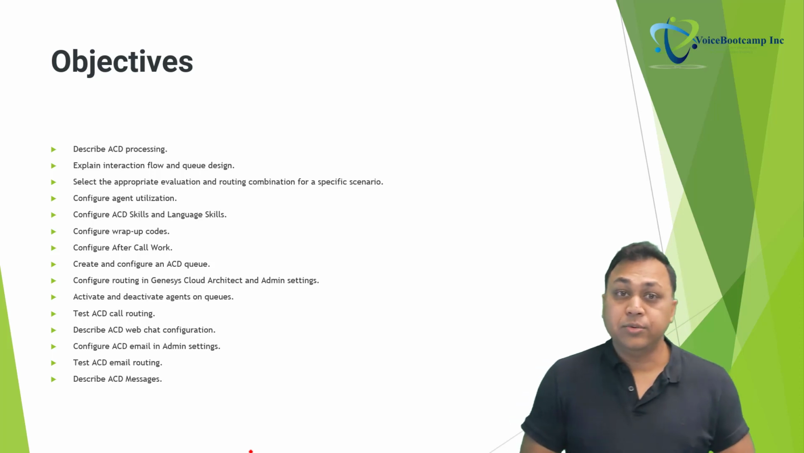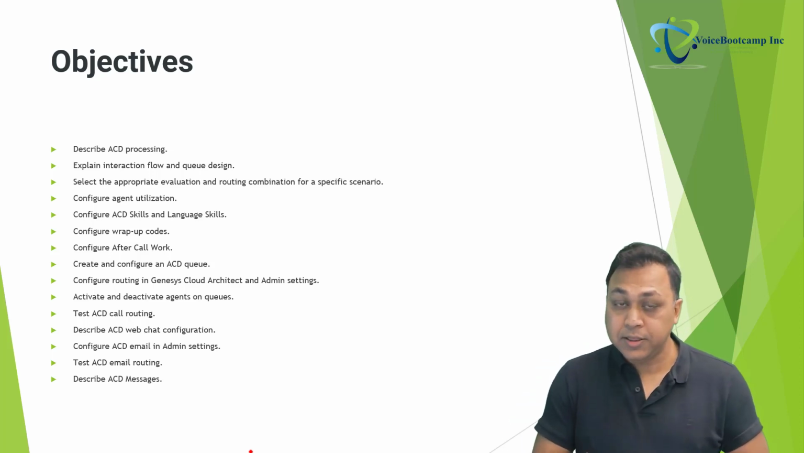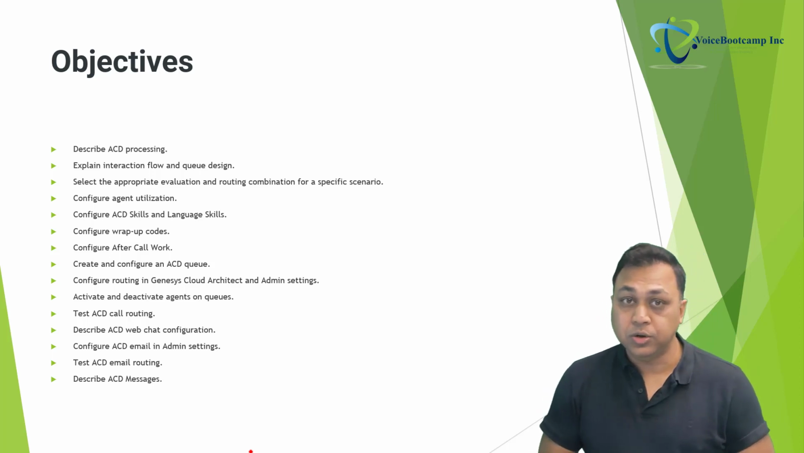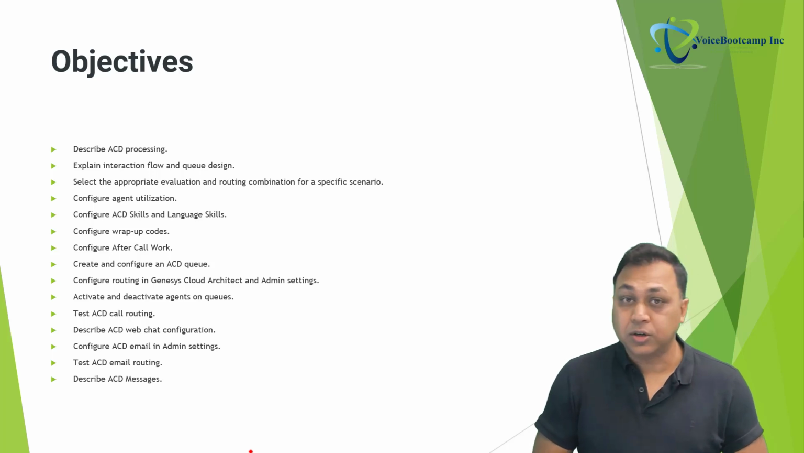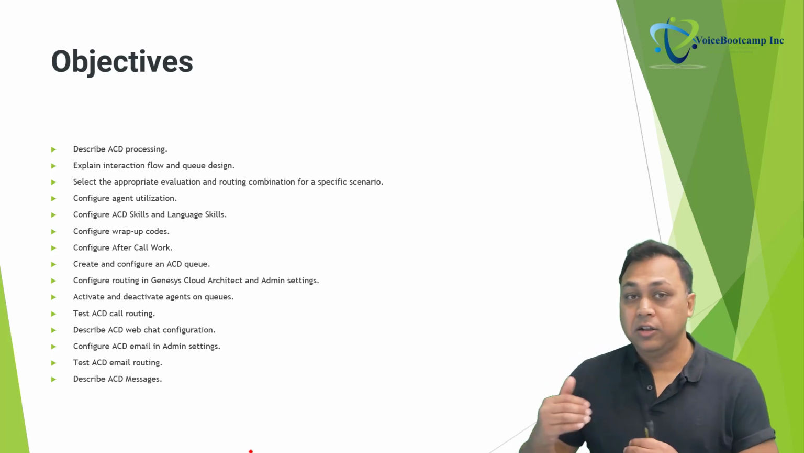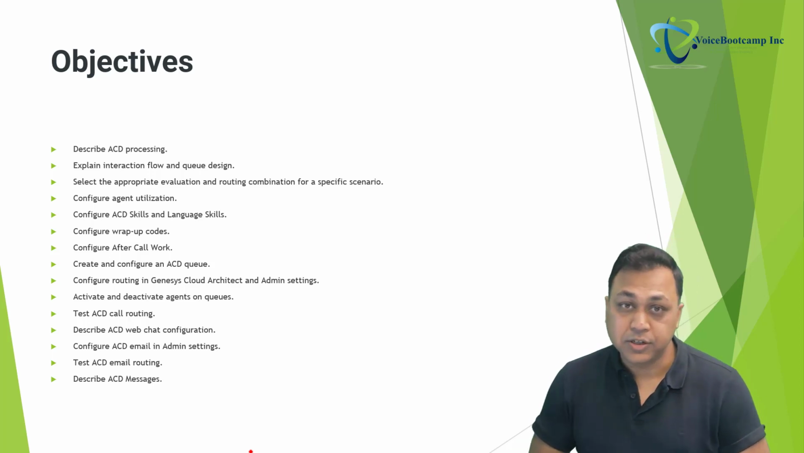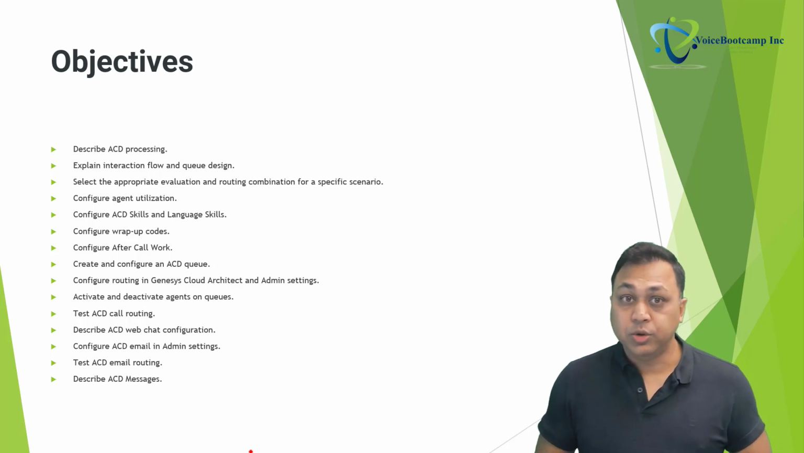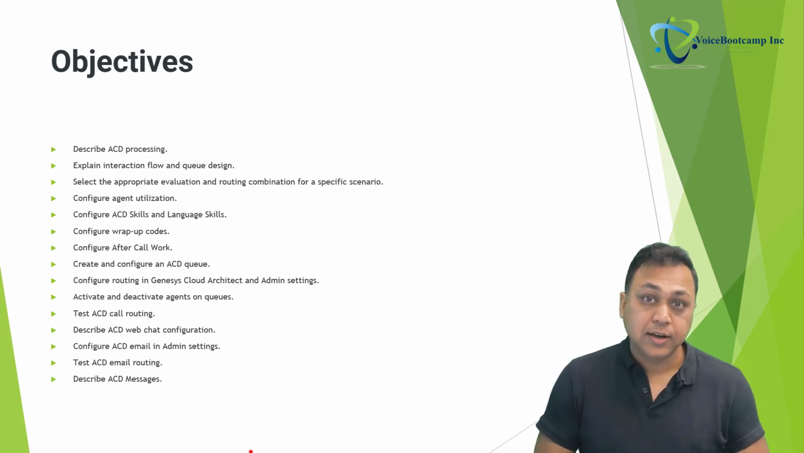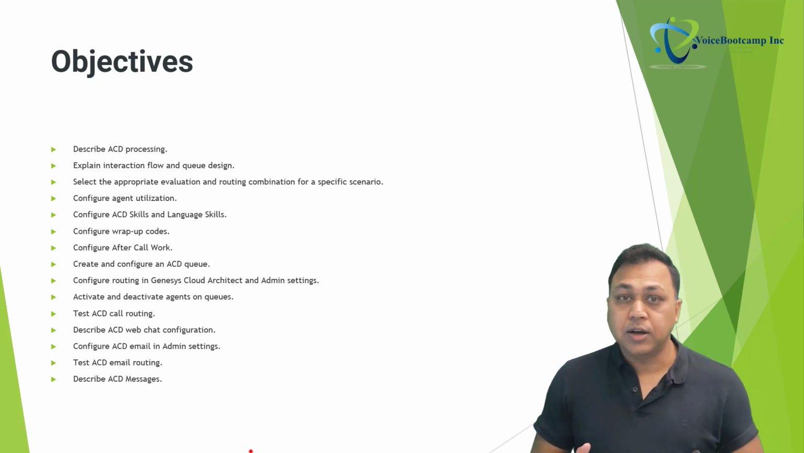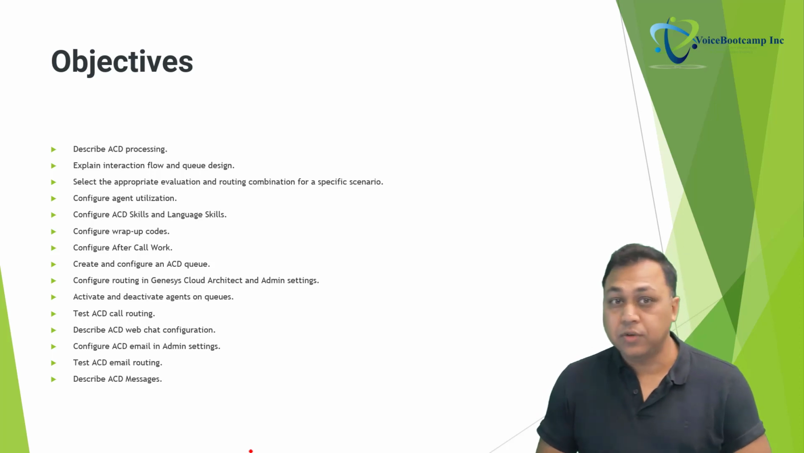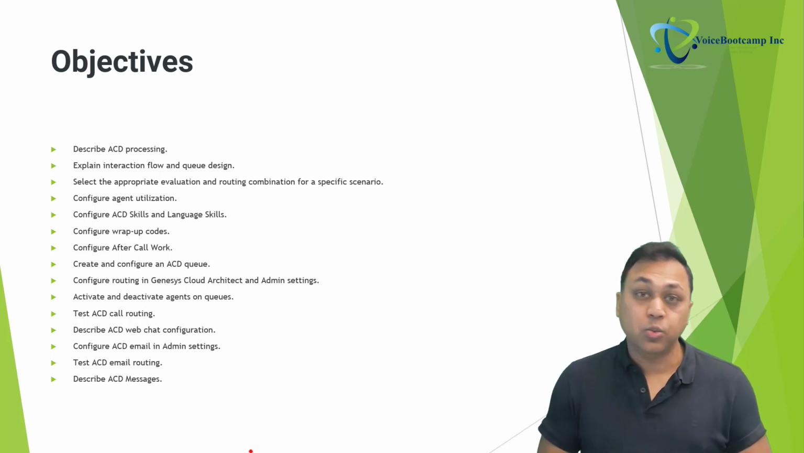We will learn about wrap-up codes, how to create them, and of course how to apply them for your agents. We'll talk about how to control the after call work, which is basically when an agent hangs up the call, how long they should wait before they can start receiving calls again. Finally, we will learn how to manage and create queues and assign them to appropriate agents. We'll go into more details about the architecture and the admin settings of our ACDs, as well as describing the web chat component, the email, and of course, how to test them.